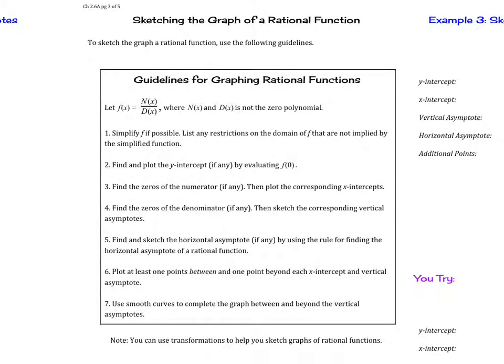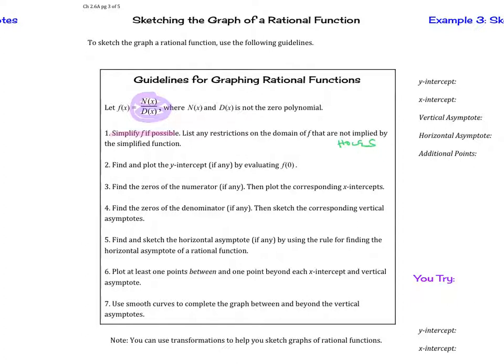Let's look at some guidelines for graphing rational functions. So we're given some type of polynomial in the numerator and a polynomial in the denominator. The first thing you do is simplify if possible, so you're going to factor. Then if anything cancels out, remember that they are still a restriction in your domain, and those will be holes.